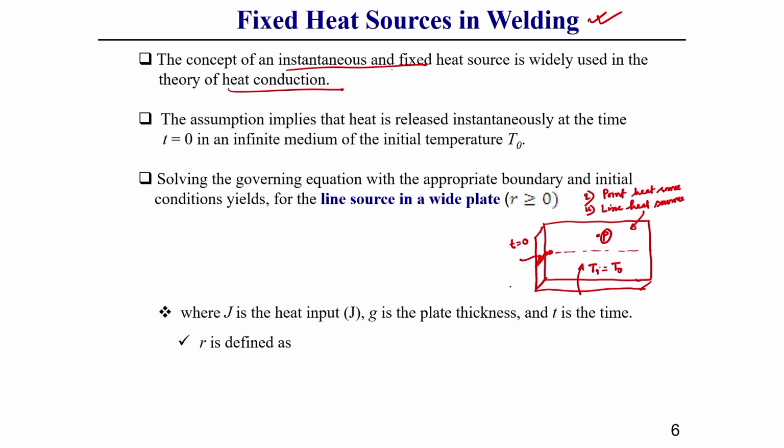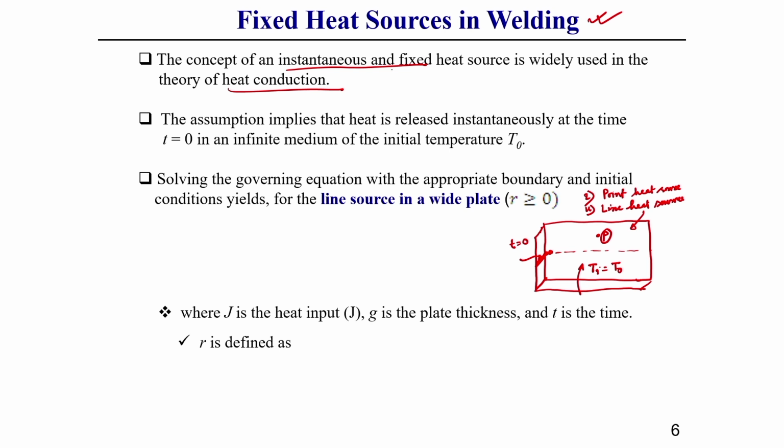In a line heat source, generally we apply the heat instantaneously at time t equal to 0. After that, we check, due to this heat, what the temperature variation at any point of this plate should be. So how does the solution come?